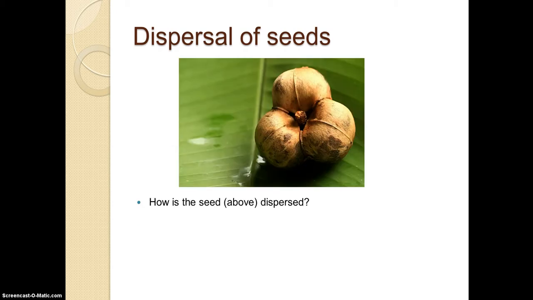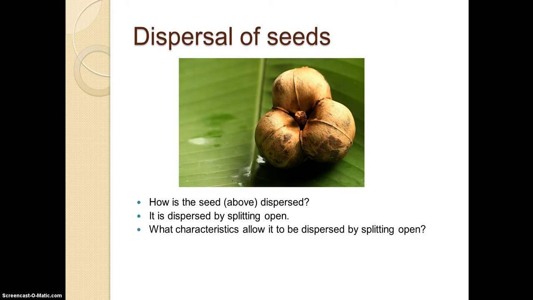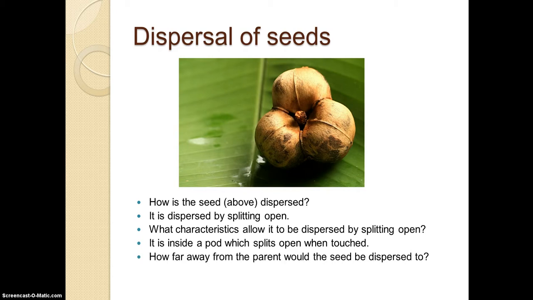How is the seed above dispersed? It is dispersed by splitting open. What characteristics allow it to be dispersed by splitting open? It is inside a pod which splits open when touched. How far away from the parent would the seed be dispersed to? It would not be dispersed to a very far distance from the parent. In fact, it will be dispersed to a distance that is quite close to the parents.